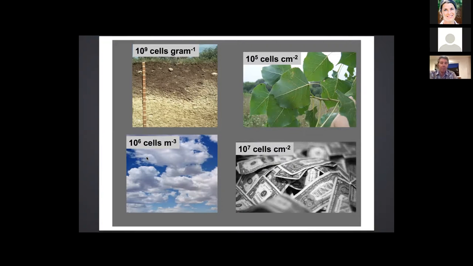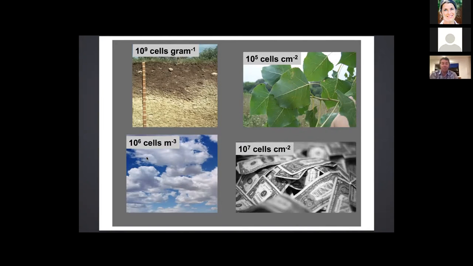If we look at the numbers of microbes out there, in some example environments: in soil, we've got about 1 billion cells per gram of soil. A gram is a small tablespoon, or less than that. On a leaf surface, you've got basically 100,000 cells per square centimeter, and this is primarily bacteria. Even in the atmosphere, you've got up to 1 million cells, bacteria, fungi, and other microbes, per cubic meter. And money, as another example that we probably don't think of as a microbial habitat, has 10 million cells per square centimeter. If you look at money under a microscope, it's simply astounding. It's just coated in bacteria.